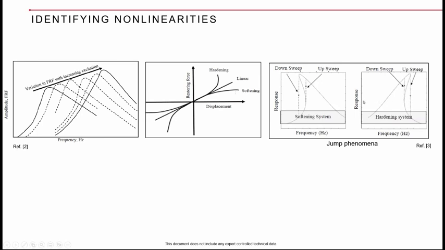So what I am trying to conclude here is, one test is you have to test for varying excitation levels, and another one is you have to test for upsweep and downsweep to understand what kind of nonlinearity is present.